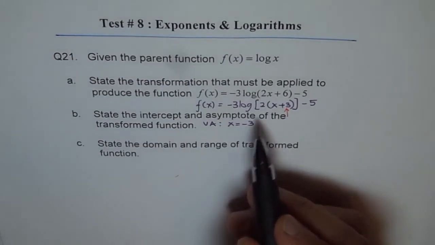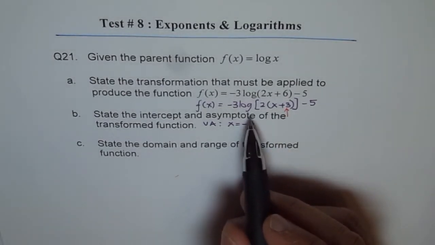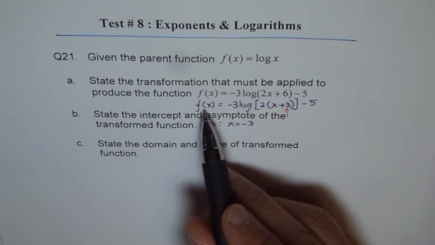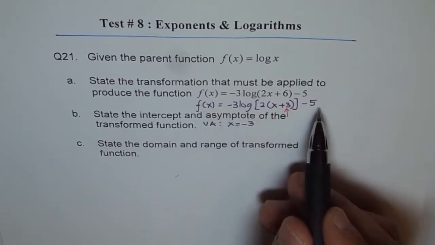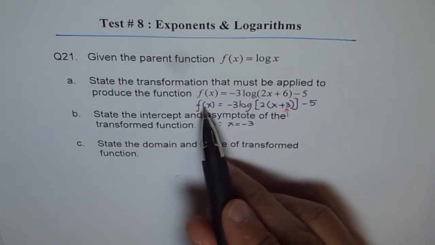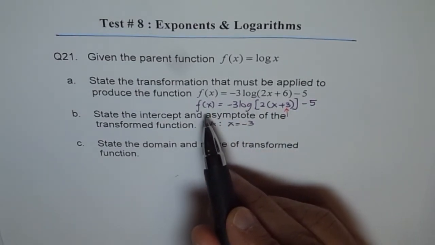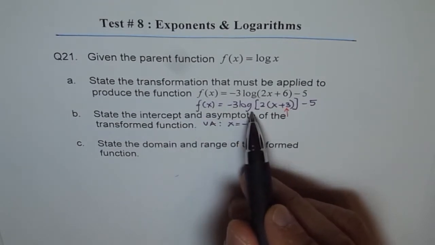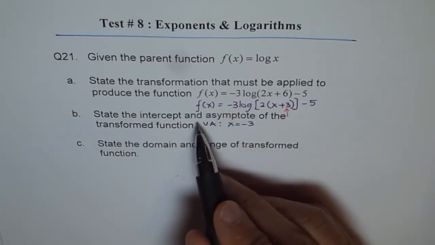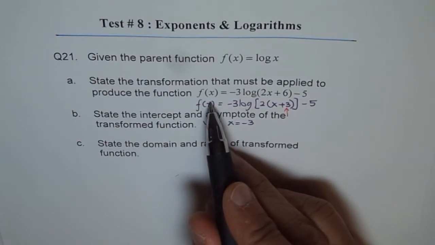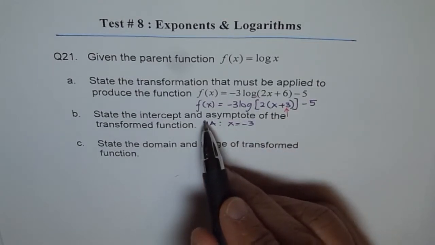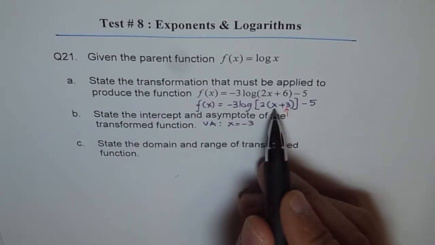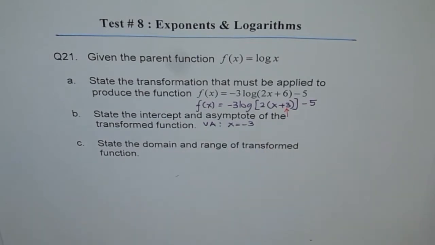To find the intercepts, if you put y = 0, you can calculate x. So if this is 0, the 3 will come, the 5 will come to this side, and that becomes 5. Then you have to divide by -3. And then this is log to the base 10, so take 10 to the power of that. So you get 2 times (x + 3). Then you divide by 2 and subtract 3 to get x. So you need to do all those calculations to get your intercept.